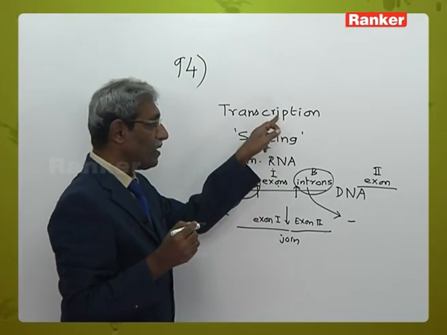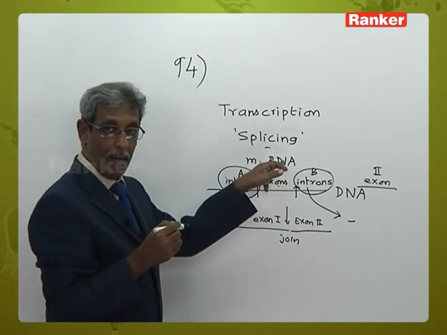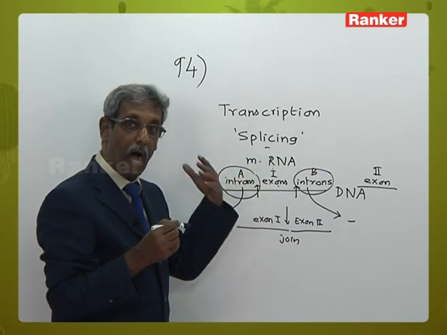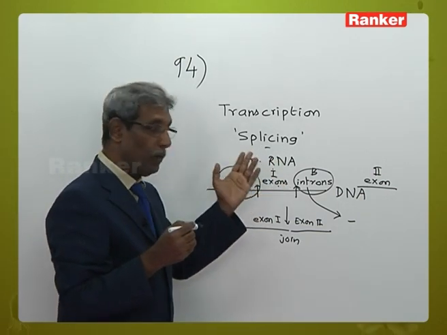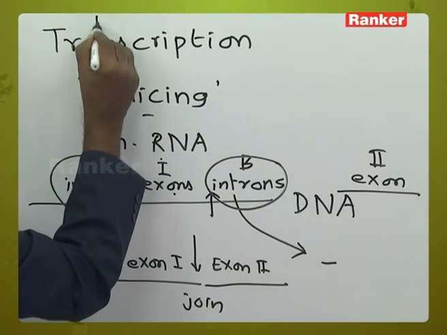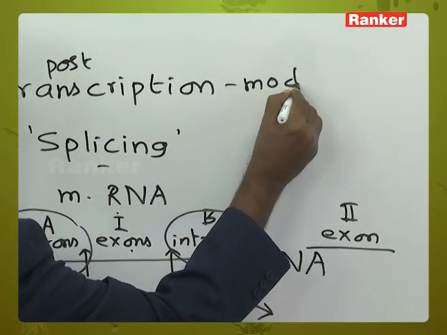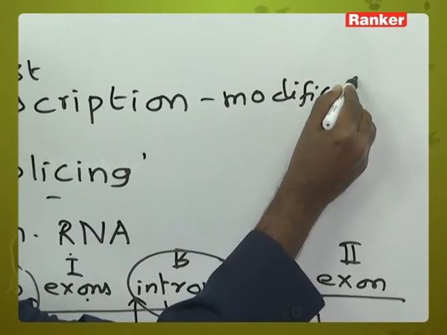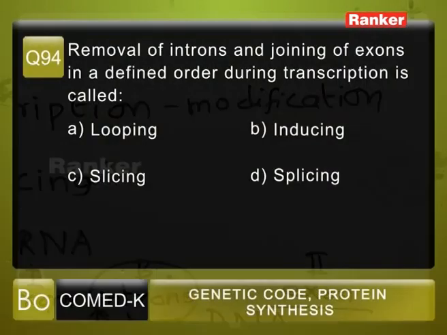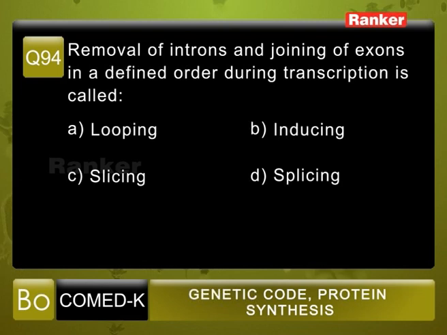So splicing, which occurs in the mRNA, normally occurs after transcription. So it is a post-transcription modification. So among the choices of A looping, B inducing, C slicing and D splicing, the correct answer is D, that is splicing.